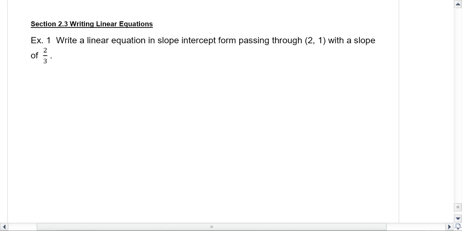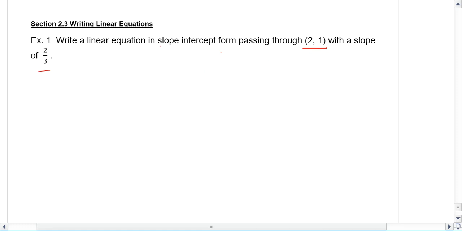This video is for Algebra 2, Chapter 2, Section 3, Writing Linear Equations. We're going to start with an example asking us to write a linear equation in slope-intercept form that passes through this point with a slope of 2/3.